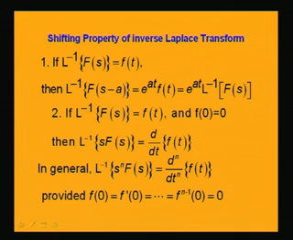Similarly, if L inverse F s equals f t and the initial condition is 0, that is f 0 equals 0, then if this F s is multiplied by s, the inverse Laplace will be the derivative of this, so d by dt of f t. In general you can write inverse Laplace of s to the power n F s equals d n by dt n f t, if all the initial conditions are 0. That is f 0 equals 0 and its derivatives are 0, f dash 0 equals 0 and f n minus 1 0 equals 0.